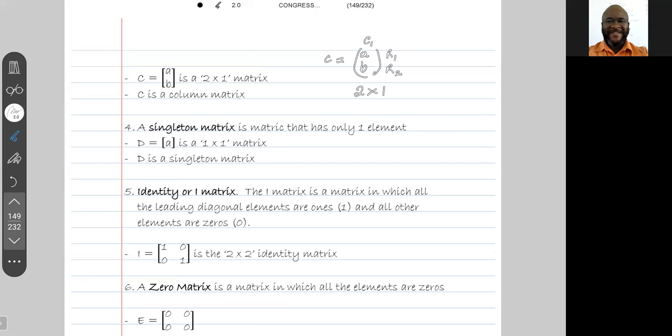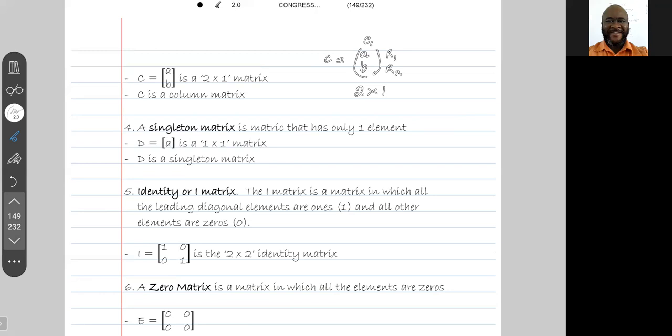We have a singleton matrix, which is a matrix that has only 1 element. So D, which is this matrix, which only has 1 element, A, is a 1 by 1 matrix, and D is a singleton matrix.